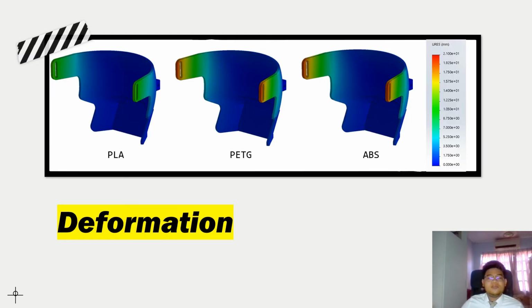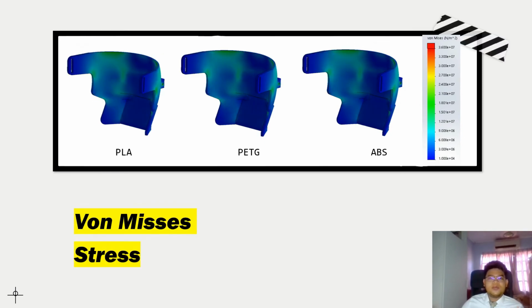Okay, so this is the deformation. As you can see, PLA is at 11.69, then PETG at 19.57, ABS at 19.65. The green one indicates that PLA is the lowest in terms of deformation. And for the stress, it is essentially the same: PLA at 3.51, PETG at 3.39, ABS at 3.41.